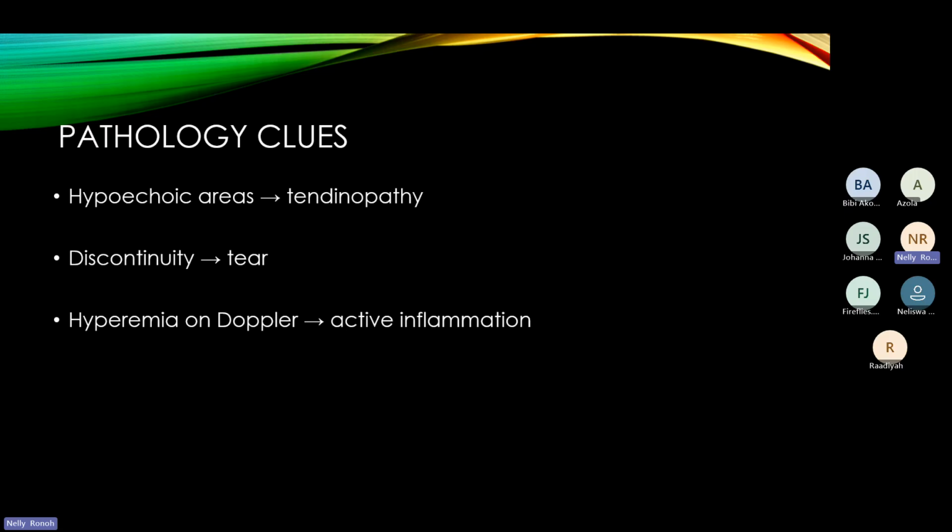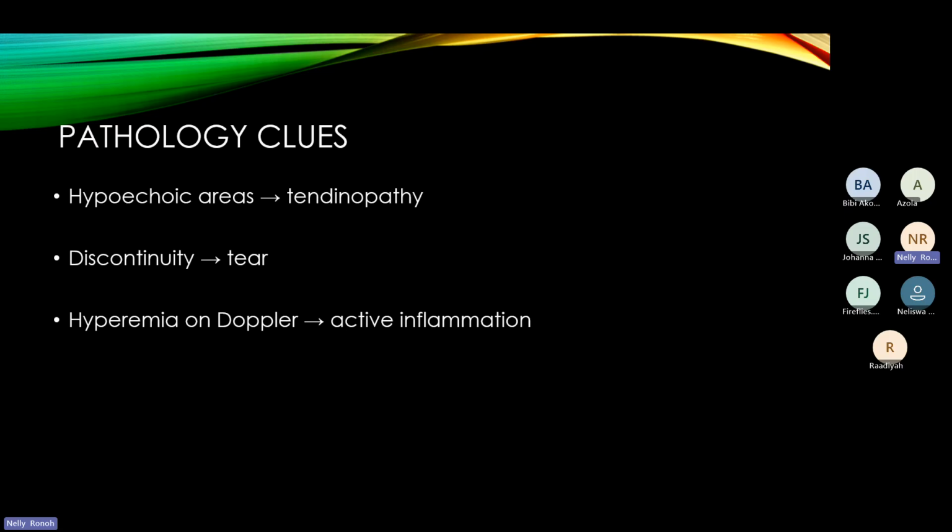Then we have hyperemia on Doppler. Hyperemia is hypervascularity. When you put your color there and you see that there is increased vascularity, then it means there could be inflammation. And in this case, it is tendinitis or plantar fasciitis. Tendinosis will be a chronic process, and therefore there will be no flow or minimal flow. And how do you tell what is minimal and what is a lot? It is by comparing with the adjacent leg.